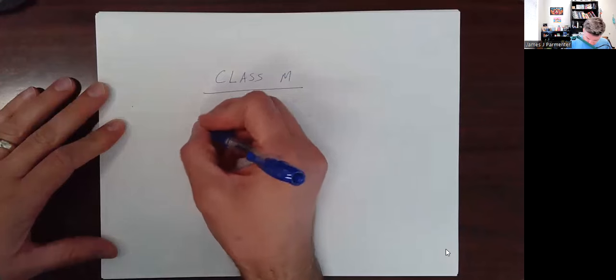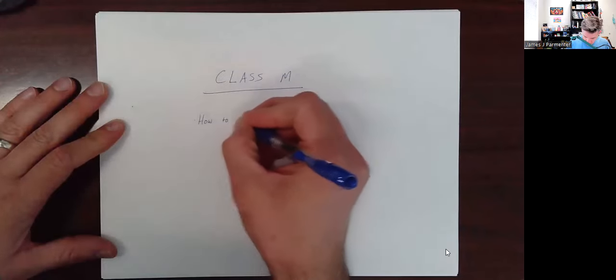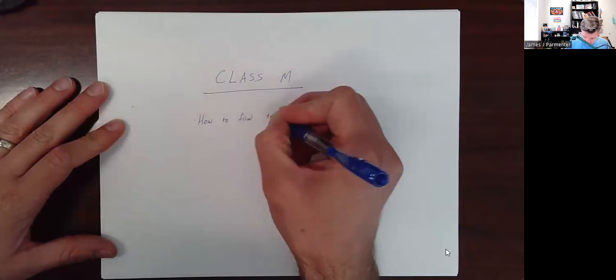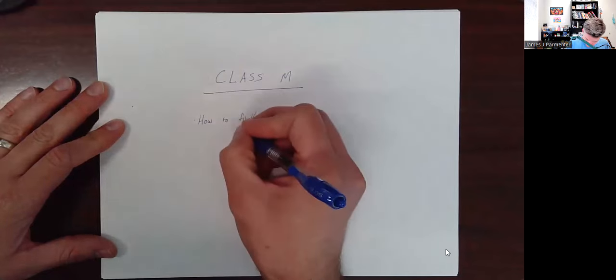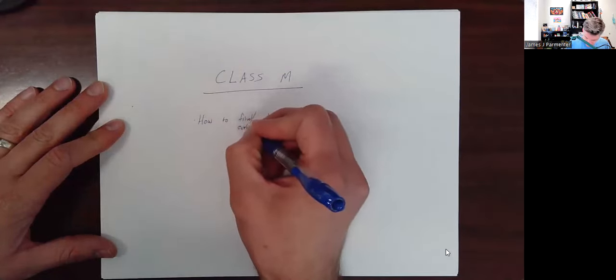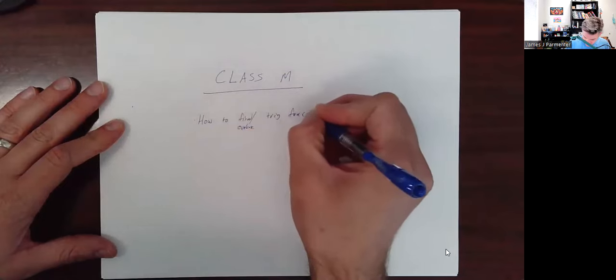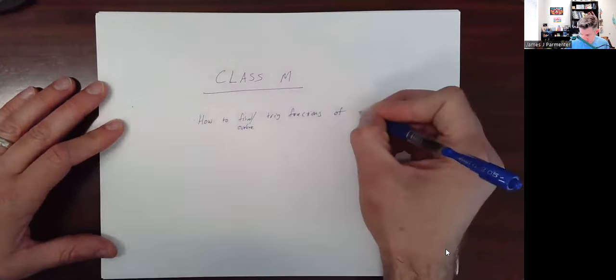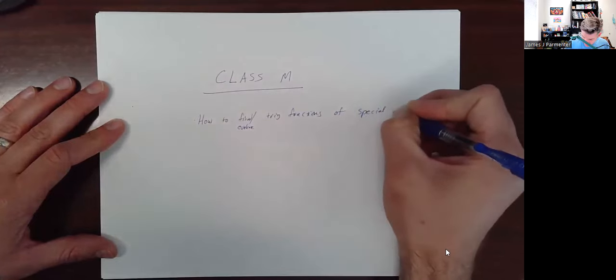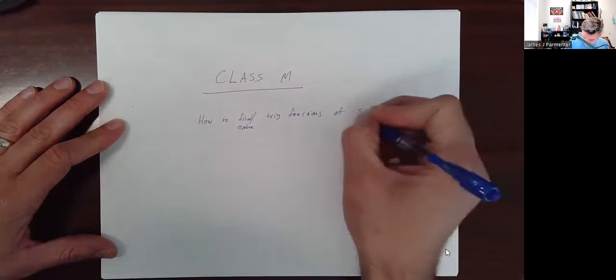So class M, all we're doing is essentially how to find and evaluate the trig functions of our special angles. When I say special angles, you should be thinking of any angle that you see on the unit circle: 30, 45, 60, and any angle whose reference angle is 30, 45 or 60 degrees. So we can list them all out really quickly.